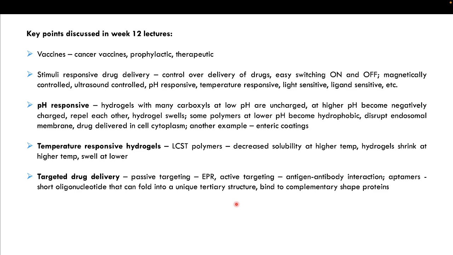So this drug delivery targeting could be of two different types. It could be passive targeting or it could be active targeting. Now what happens in the passive targeting?